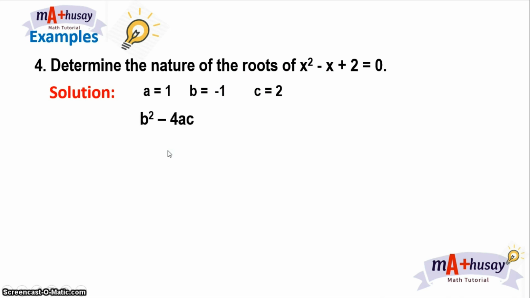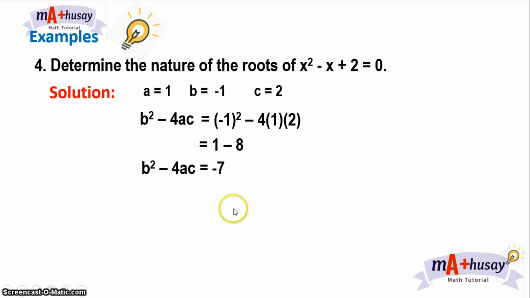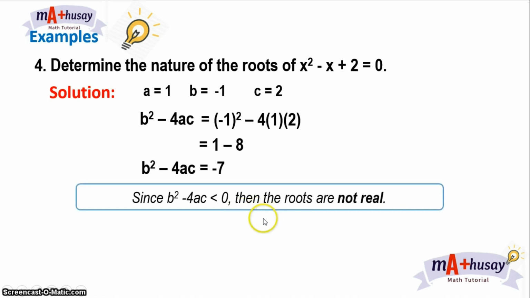Using the discriminant, b squared minus 4ac, so substitute lang natin yung values ng a, b, and c, we will have the negative 1 squared minus 4 times 1 times 2. Now, these values will give you 1 minus 8. Now, we see that the discriminant is equal to negative 7. We know that if the discriminant is less than 0, then the nature of roots are not real. Ibig sabihin, there's no solution to this quadratic equation.